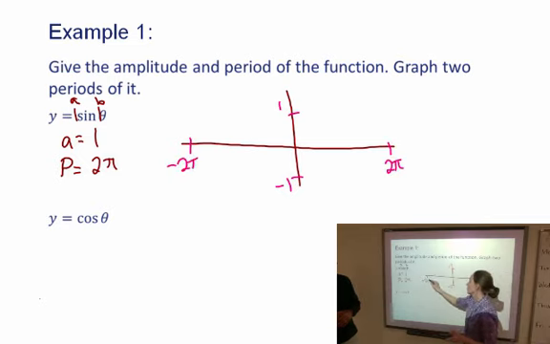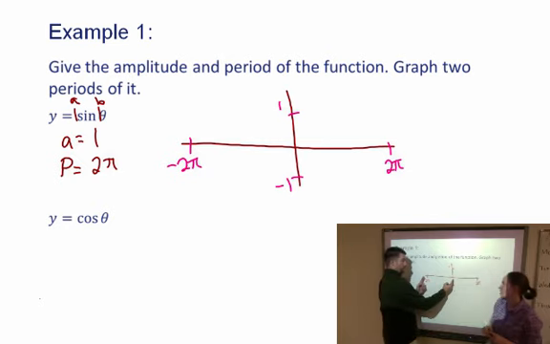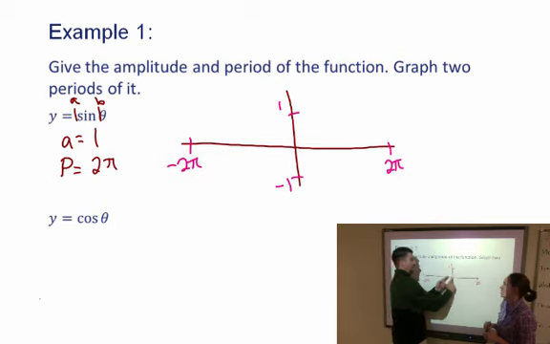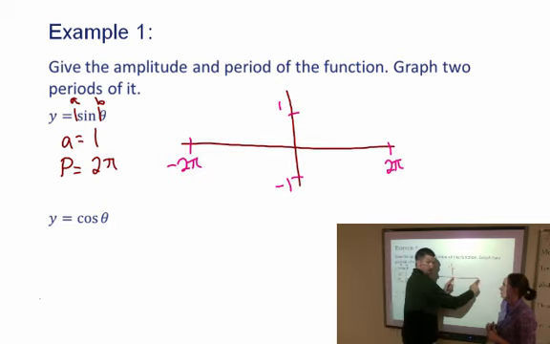Since they want 2 periods, we're going to do a positive and a negative sine. And here's one period right here. And then if you actually start here and go to 0, that's 2 pi. And then from 0 again forward, that's 2 pi. Right.